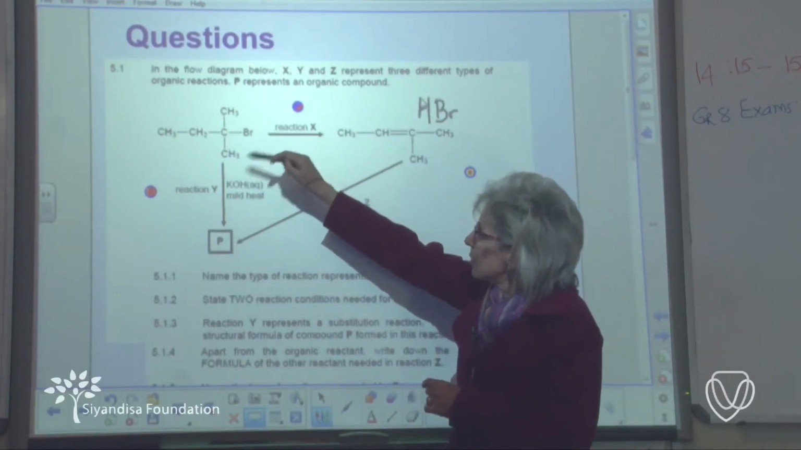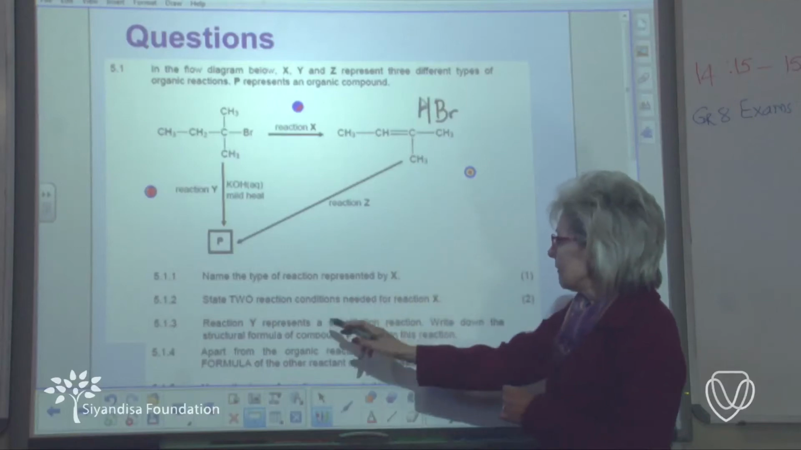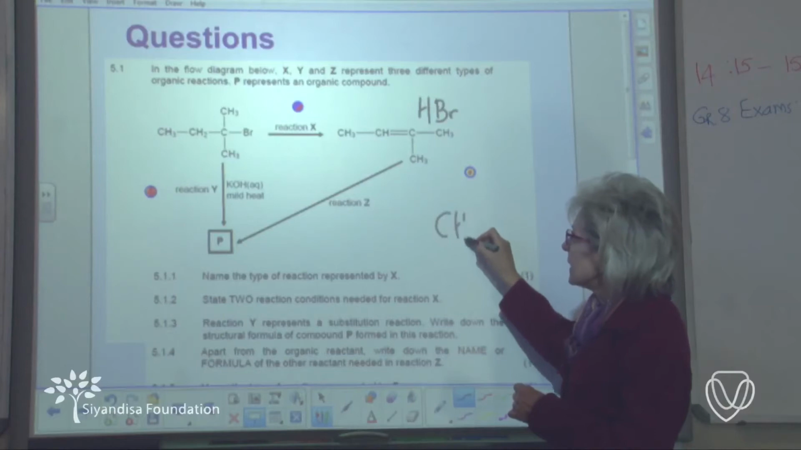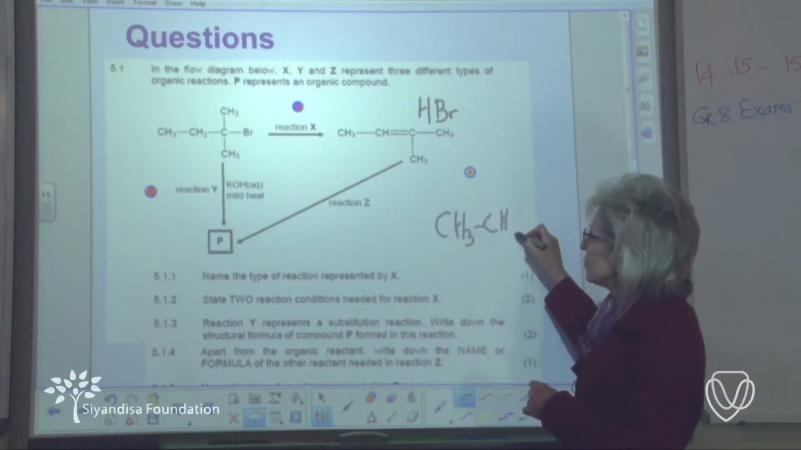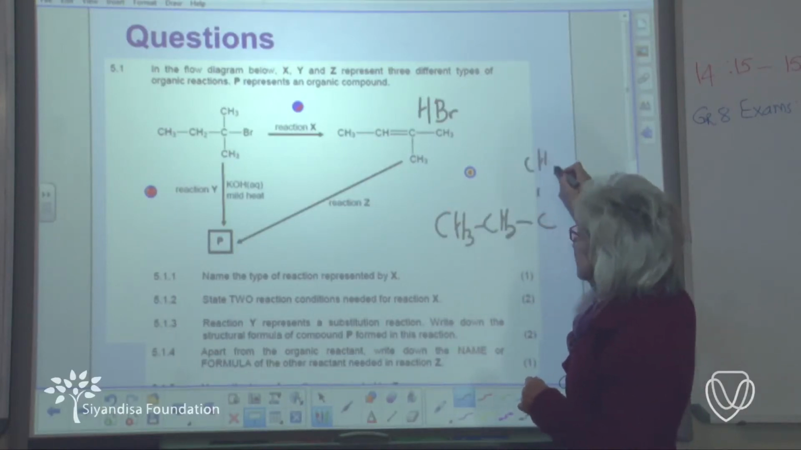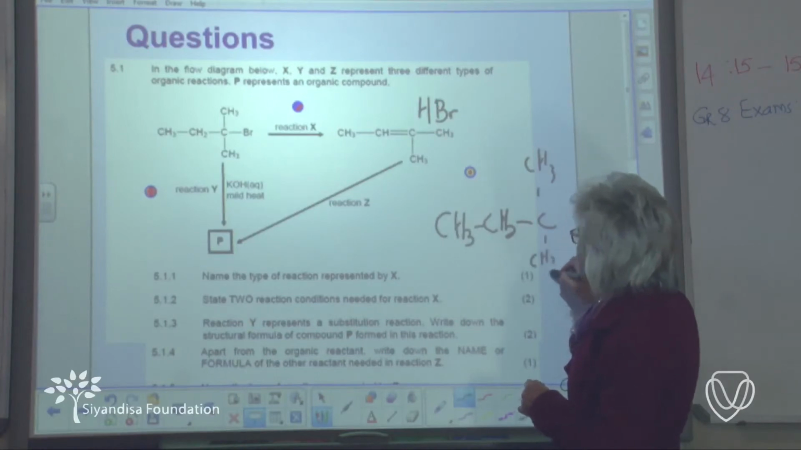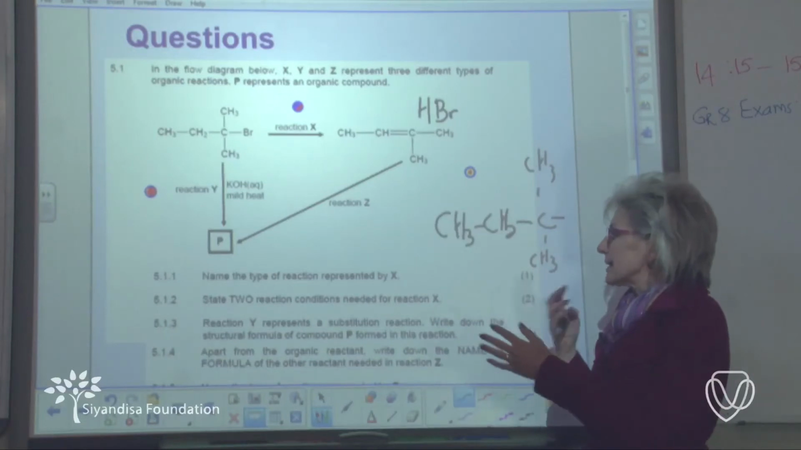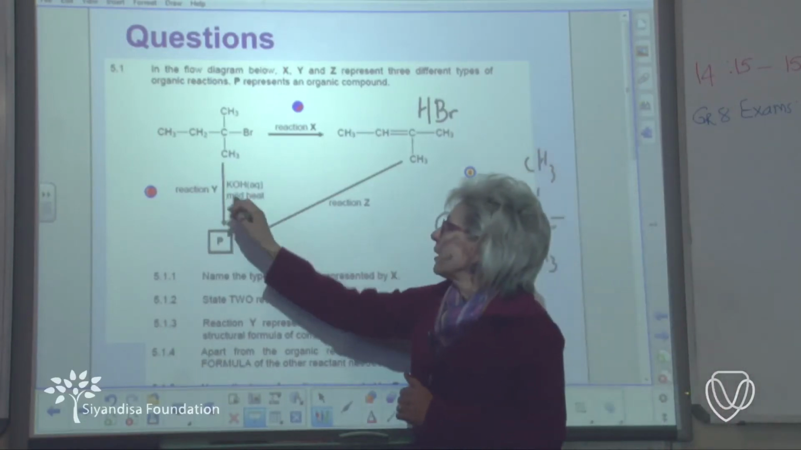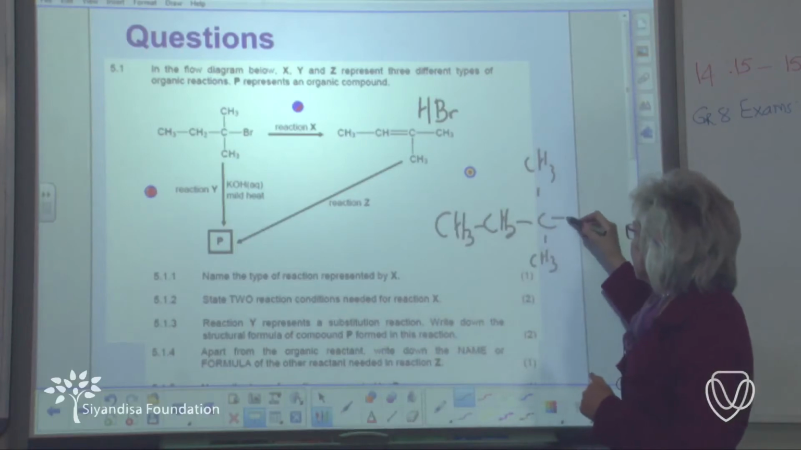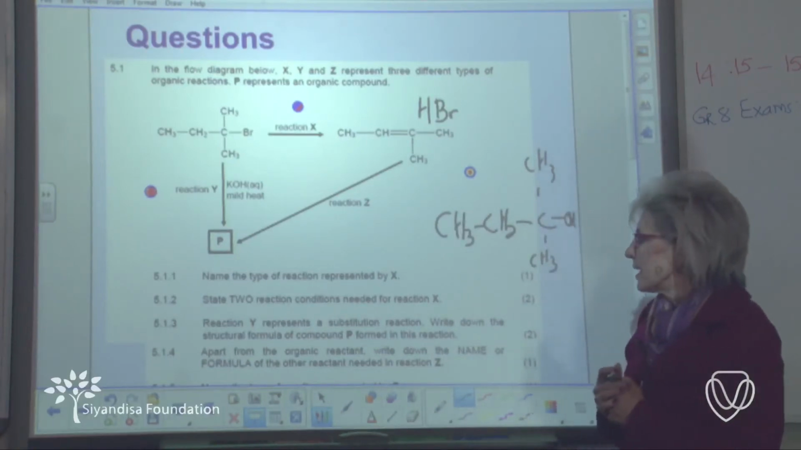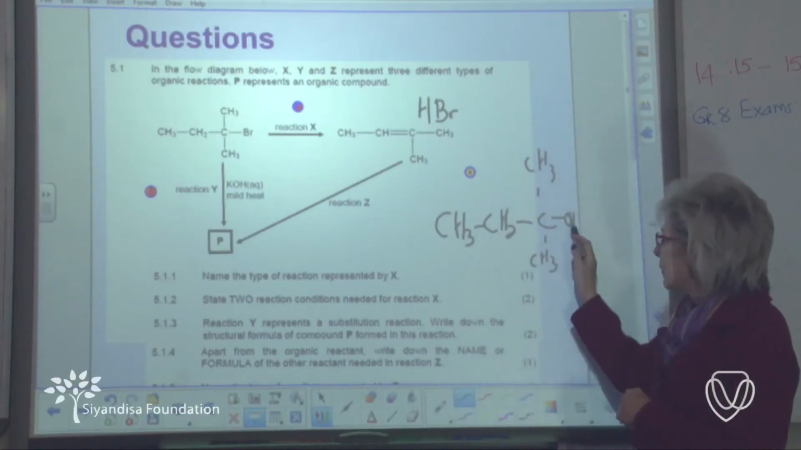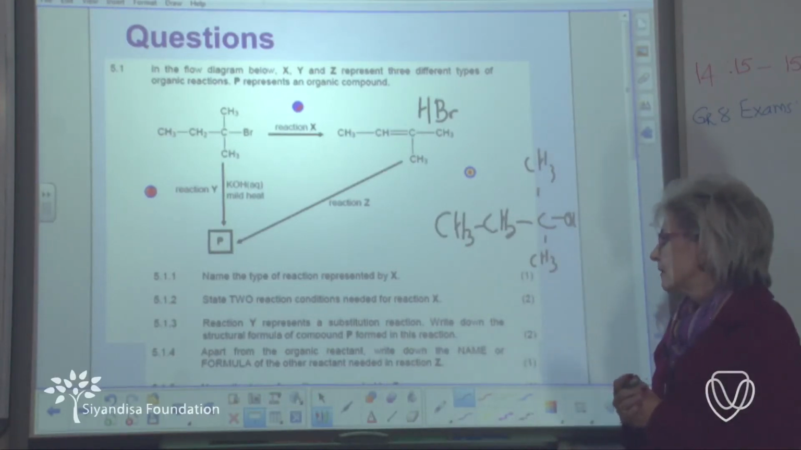So I redraw that formula. So therefore, for question 5.1.3, I am redrawing CH3, CH2, CH3, CH3, and the Br is now the part that's going to be substituted by part of the KOH, and the part that we replace, we are all familiar with, is OH. Write down the structural formula of compound P. So that would now be compound P. Now question 4.